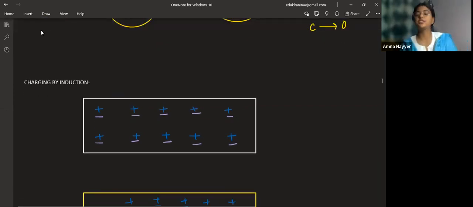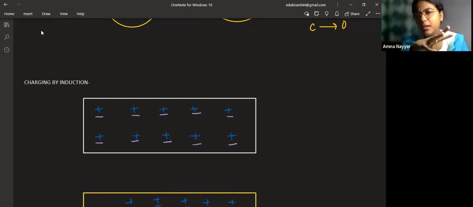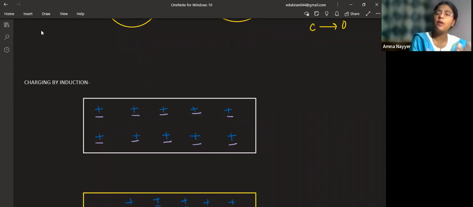Let's discuss charging by induction. Charging by induction is used to isolate charges, basically without making the bodies contact each other or executing frictional force: how to separate the charges, or how to make a body neutral, positive or negative, but without direct contact. We're just using the properties of charges.